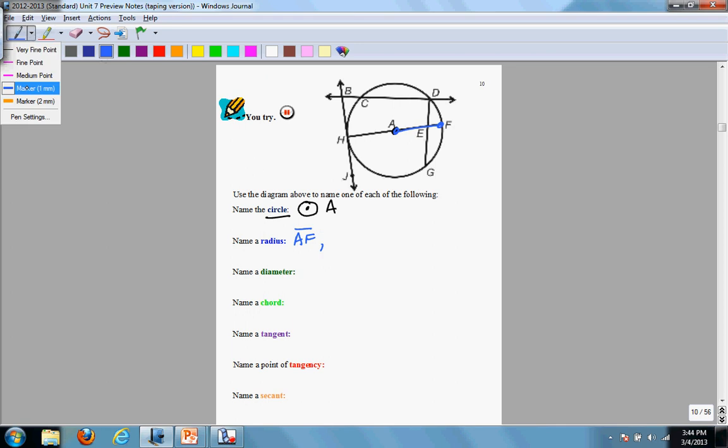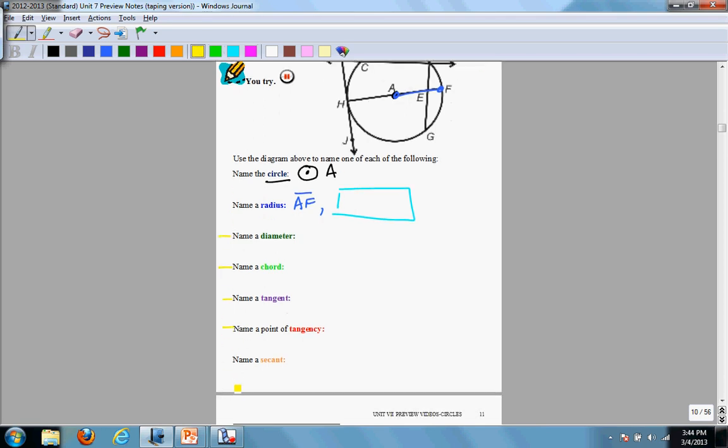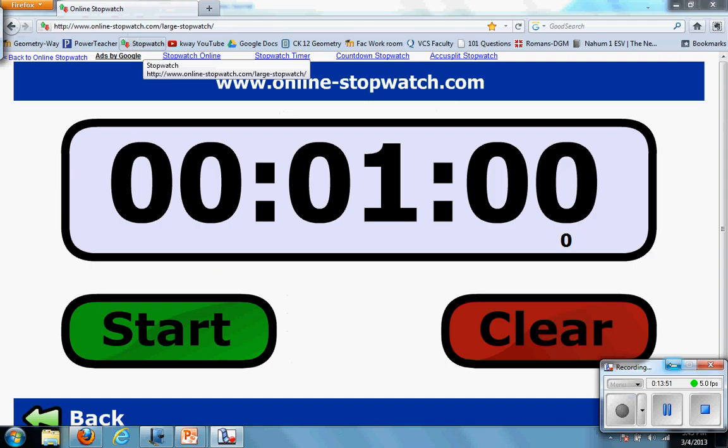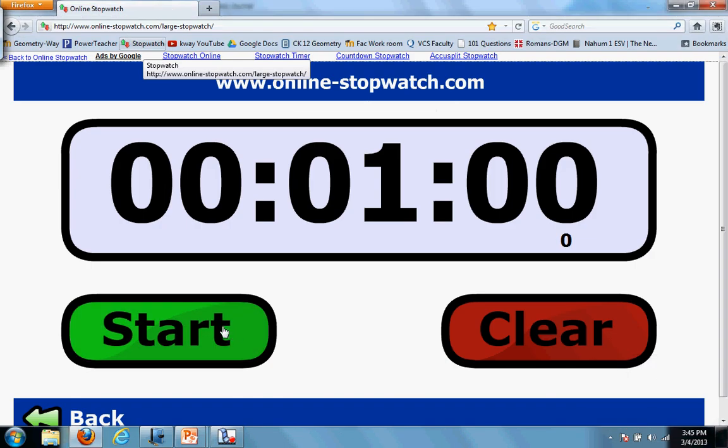I want you to find another radius and put it in, and then I'd like you to do the rest of these. You start working on that. I'm going to give you a minute to do that. Go.